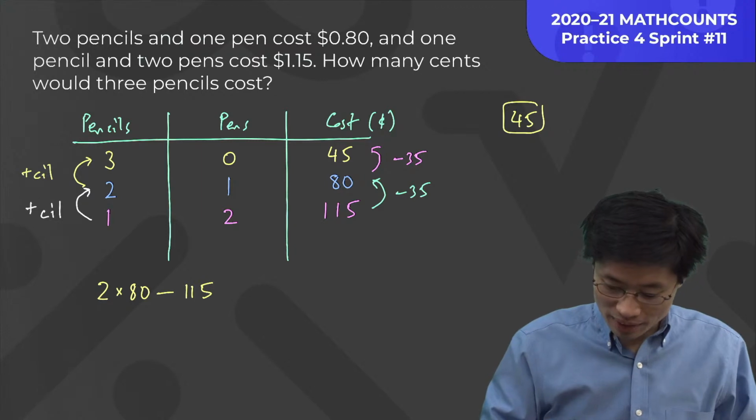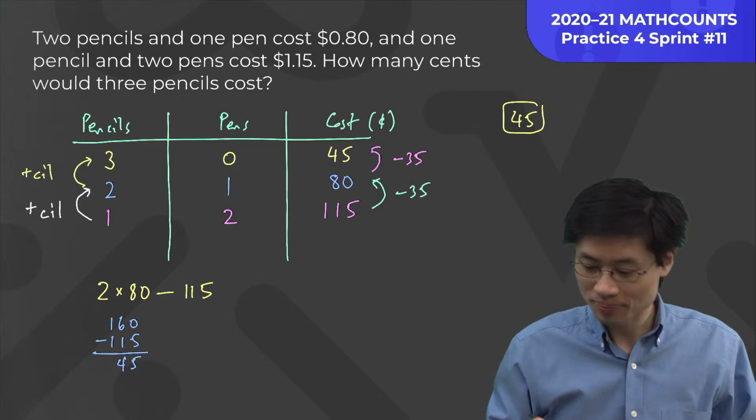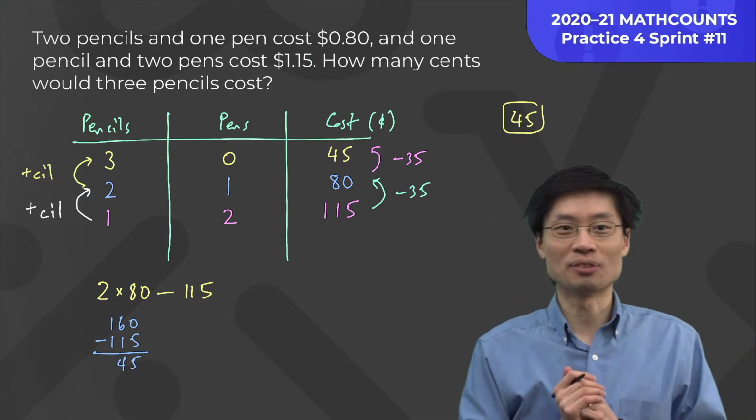And if I actually wanted to do that, if you subtract, you borrow, and you get 45. And so that double checks your answer to be 45.